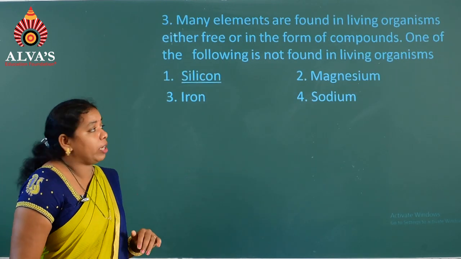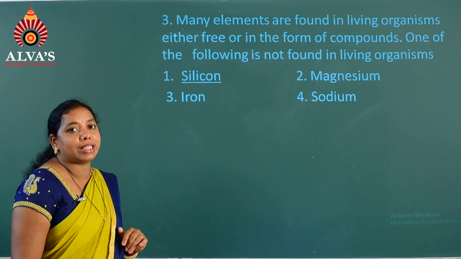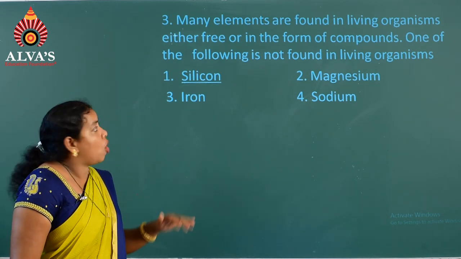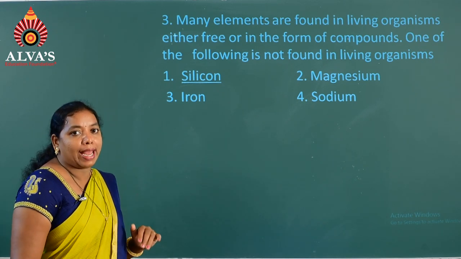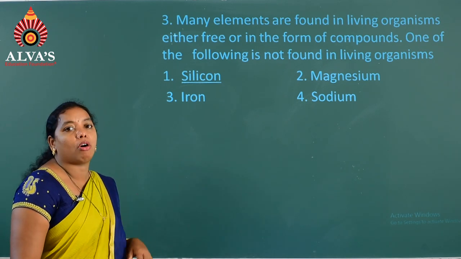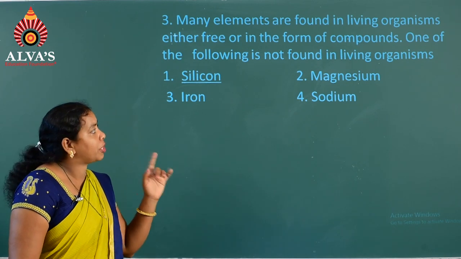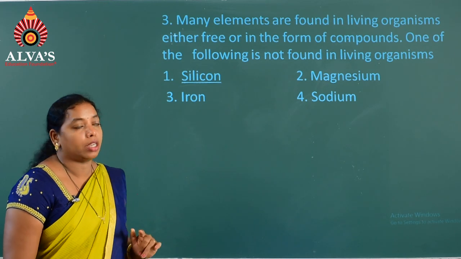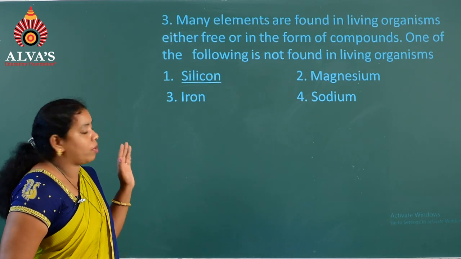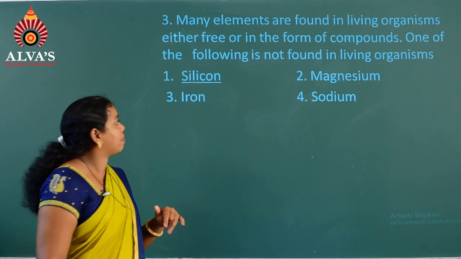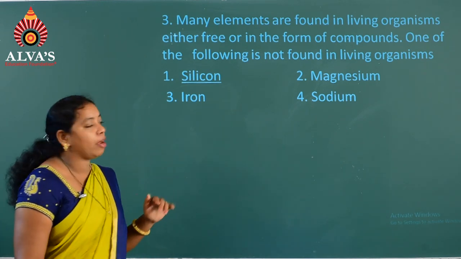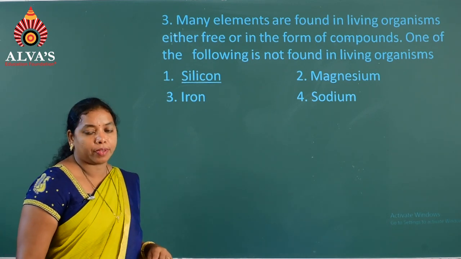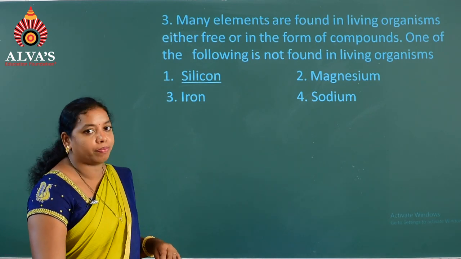Moving on to question number 3. Many elements are found in living organisms either free or in the form of compounds. One of the following elements is not found in living organisms. Here we have to stress the words, one of the elements is not found. The first option is silicon, second magnesium, third iron and fourth sodium. So the right answer is silicon, the first option.